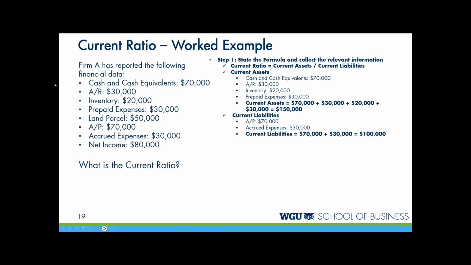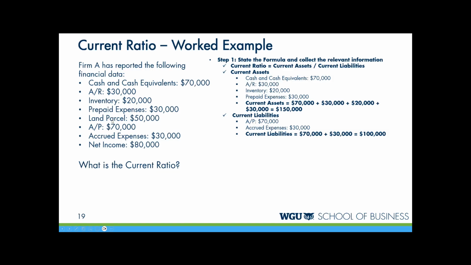So let's work through an example of the current ratio. So we have here a list of values. And so the first thing we want to do is state the formula and then identify the relevant information. So our current ratio is calculated by taking the current assets divided by current liabilities. So the first thing to do, identify our current assets. And out of this list, we have cash and cash equivalents, accounts receivable, inventory, and prepaid expenses.